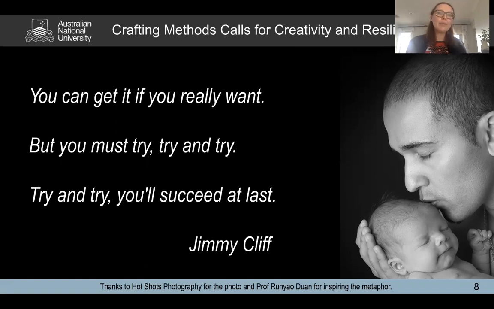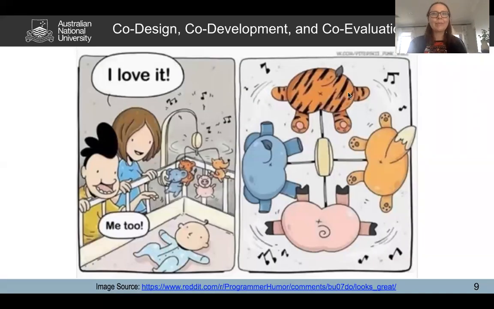The harder the problem or challenge, usually the more satisfaction we get out of solving it. Jimmy Cliff also says it: you can get it if you really want, but you must try, and you will succeed at last. So I think that this is usually true for most machine learning tasks.